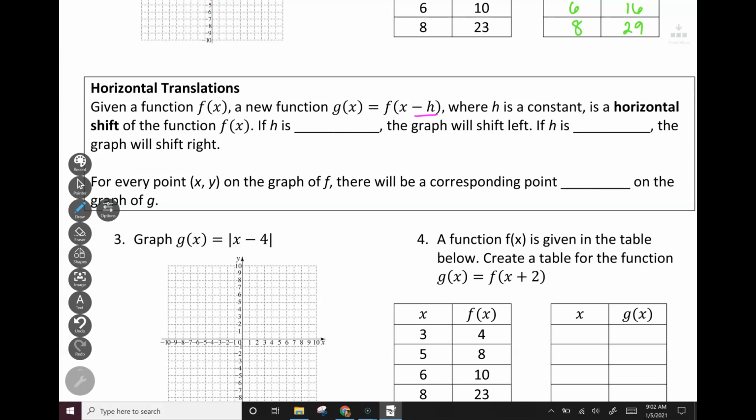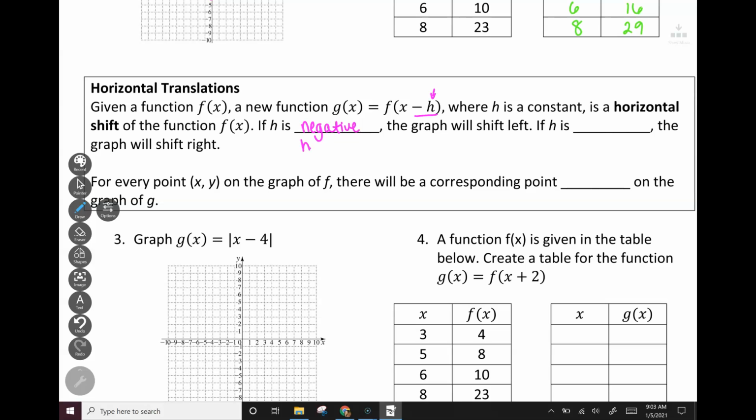So h is a constant, aka h is a number, and it's going to be a horizontal shift of the function f of x. If h is negative, the graph is going to shift left. Now this can get a little confusing because when I say h is negative, I mean this number here is negative, but what does that mean about the middle sign?